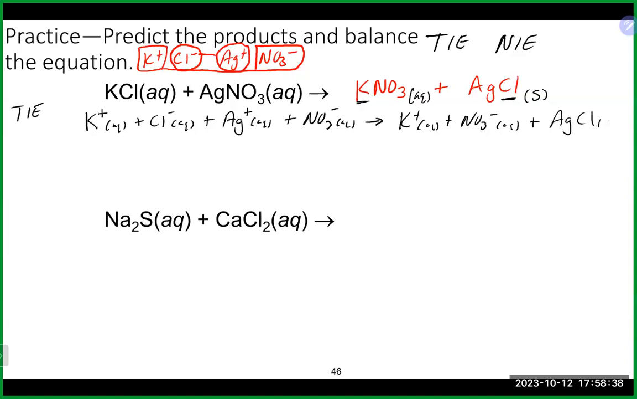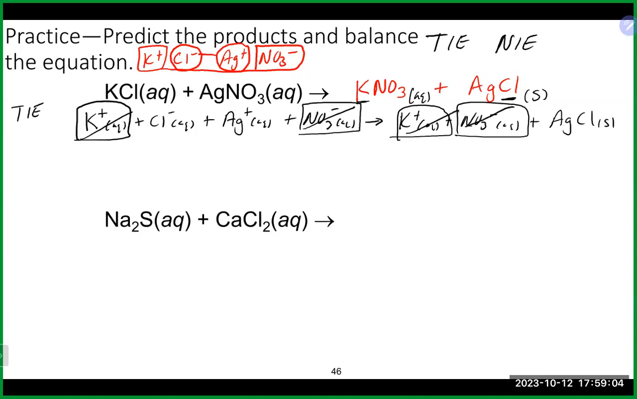Any questions on the total ionic equation? Once again, you should have charges on those ions. You also should have the states as you're writing these things, the aqueous, solids, and so forth. We're going to look at our spectator ions at this point. So I've got a potassium on the left, I've got one on the right. I've got a nitrate there and a nitrate there. Those are going to be our spectator ions in this case. They're going to cancel out on both sides of the equation.